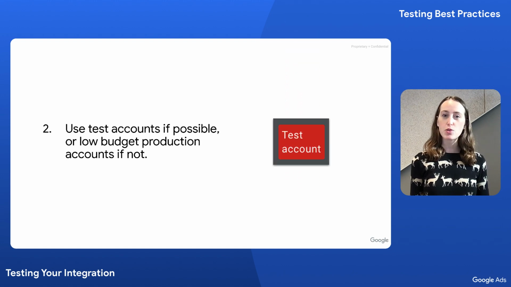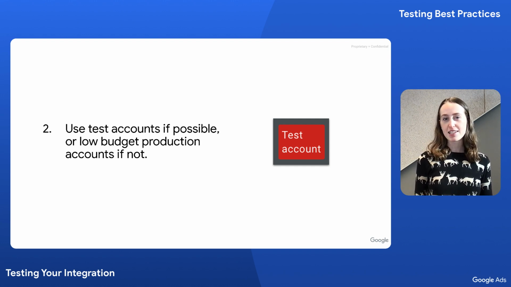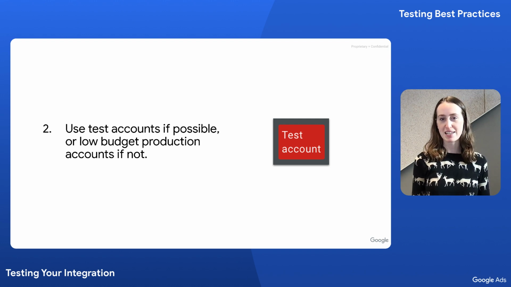Number 2, use test accounts to test your application whenever possible. If you need to test a change related to a feature that can't be tested with test accounts, like billing, bid simulations, or recommendations, use a low-budget production account for development instead. Put another way, use test accounts when you don't need real-world serving data. Otherwise, use fixed, low-budget production accounts. And remember that you don't need to spend hundreds of dollars to serve ads.